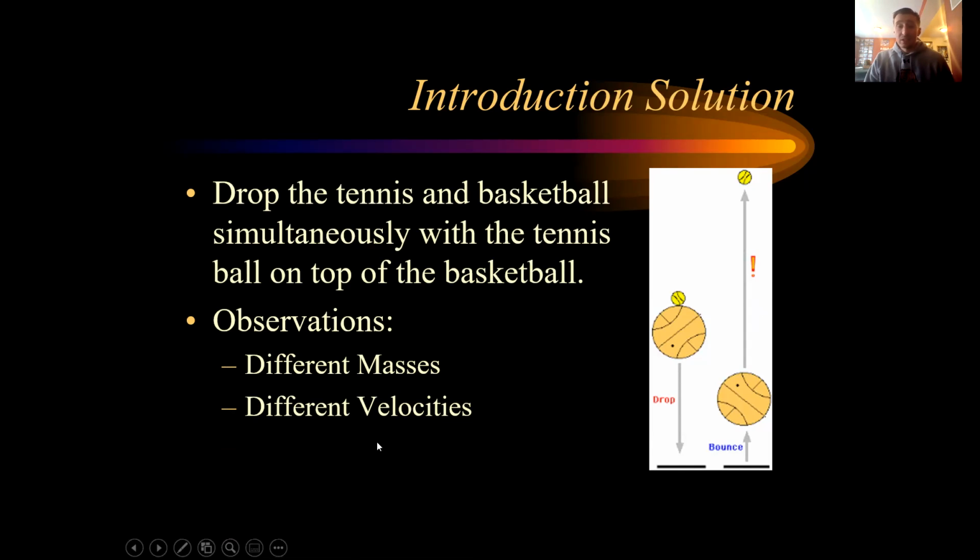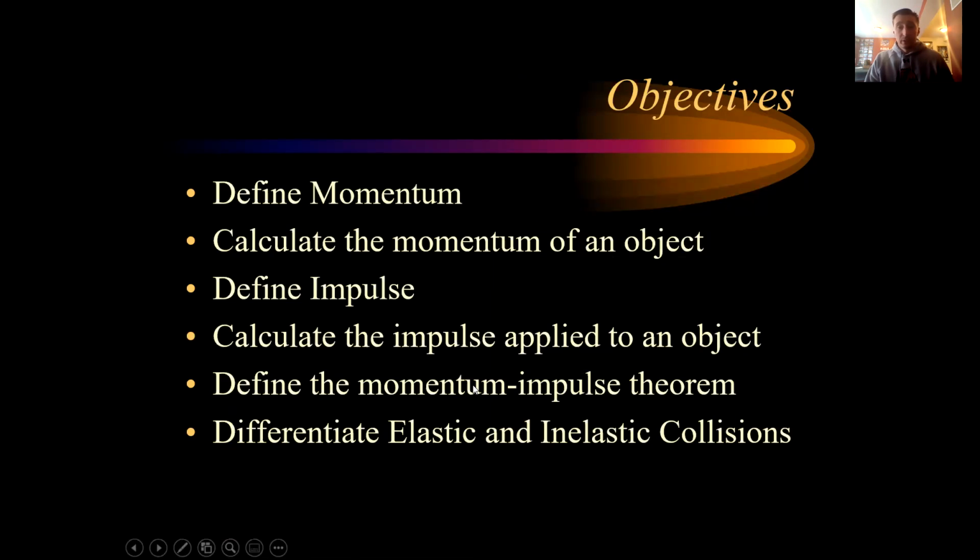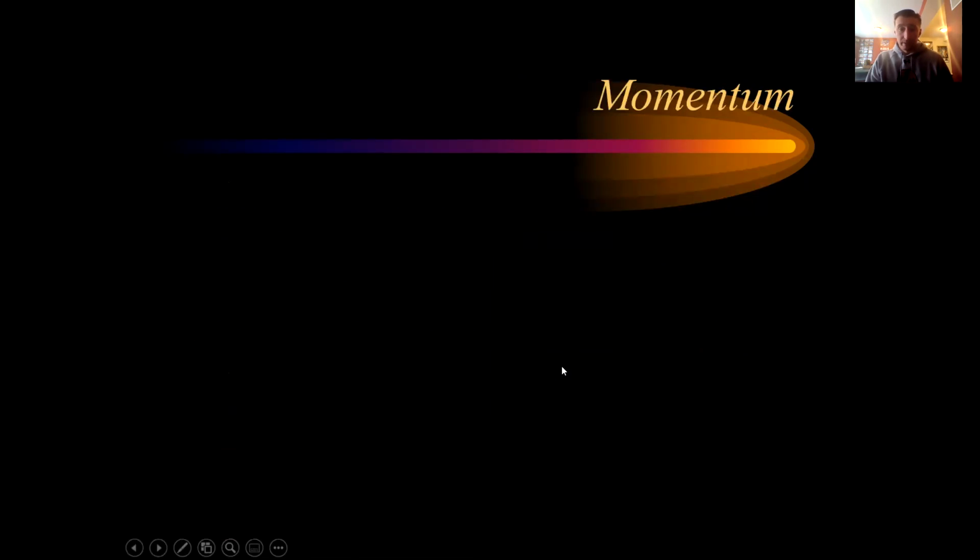So what we're going to look at is how mass and velocity interact with each other to produce what we call momentum. This is going to be our unit on momentum and impulse. Let's go ahead and get started. This is what we're going to do: define momentum, calculate momentum, define impulse, stuff like that. You can read it. Great, fantastic.